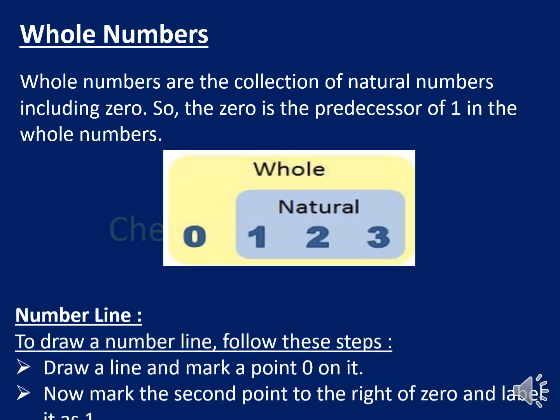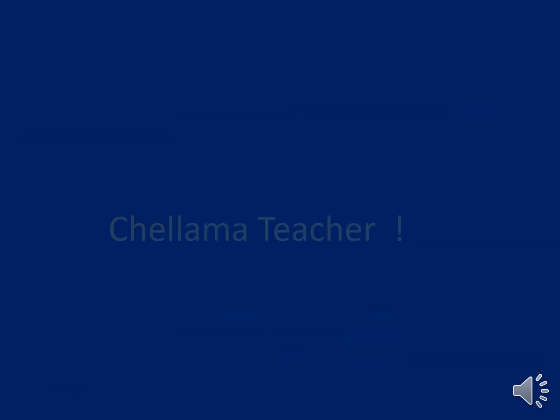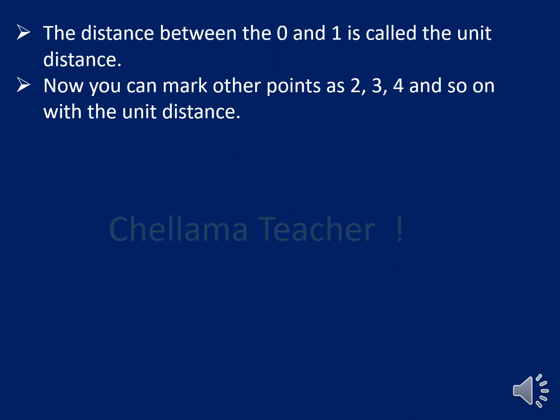Number line. To draw a number line, we have to follow a few steps. First, draw a line and mark a point 0 on it. Now, mark a second point to the right of 0 and label it as 1. The distance between 0 and 1 is called the unit distance. Now, you can mark other points as 2, 3, 4 and so on with the unit distance.